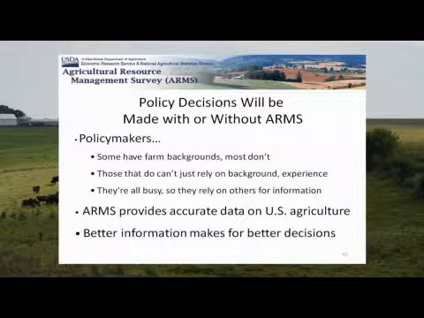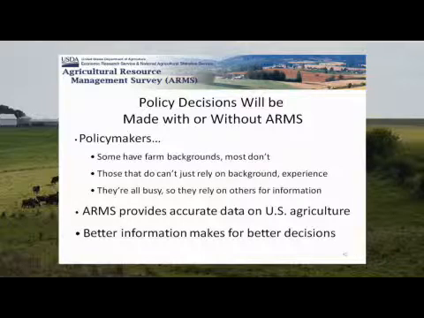Finally, from the producers themselves for their time and knowledge and thoughtfulness in responding to the survey. And the last key point I always make in these presentations is to try to remind you that policy decisions, which is ultimately what ARMS is about, even though it has a lot of private sector uses, but policy decisions are going to be made with or without ARMS.